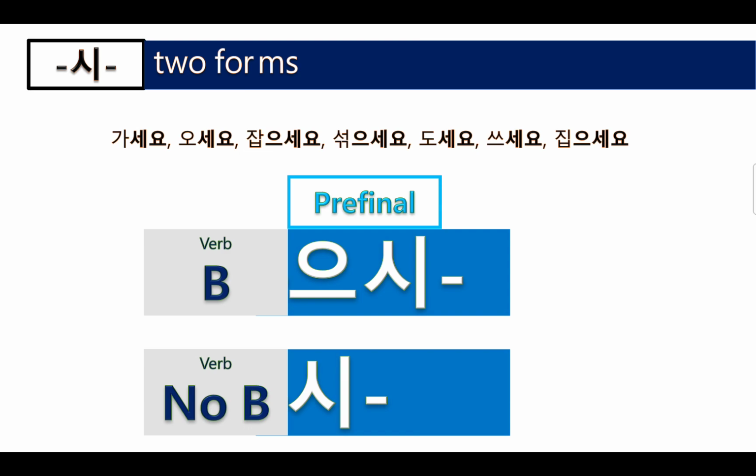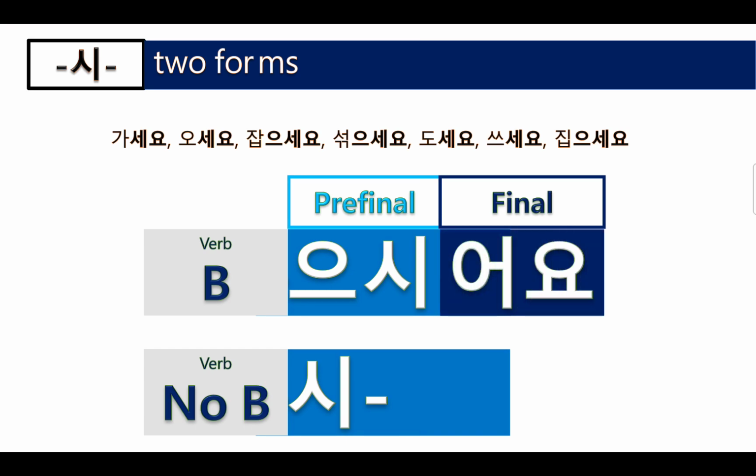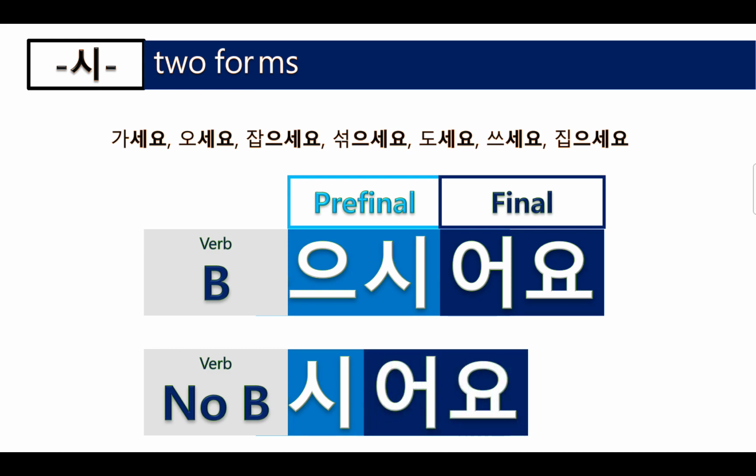Okay, and behind the pre-final endings, what do we need? Maybe tense, or when there is no tense it means present, right? So here, let's say this is the present. Behind the pre-final endings, we have final endings. So here we are going to put informal polite. Since 시 is a dark vowel, we need 어요, so 시어요.